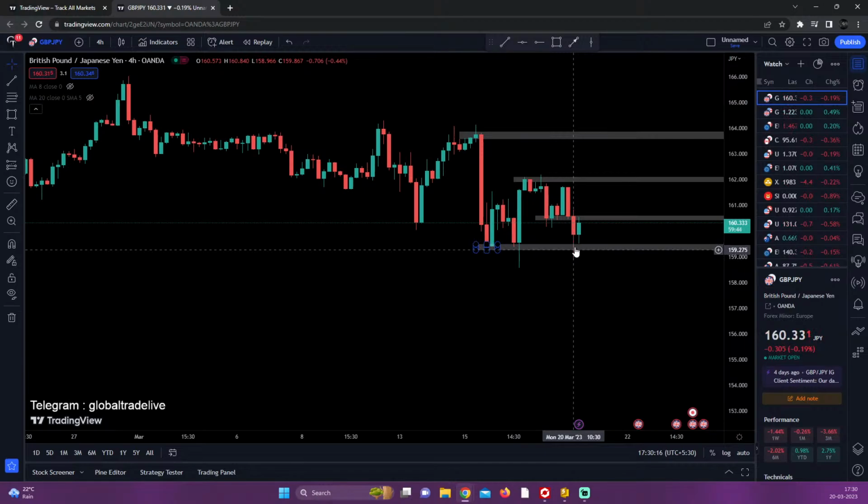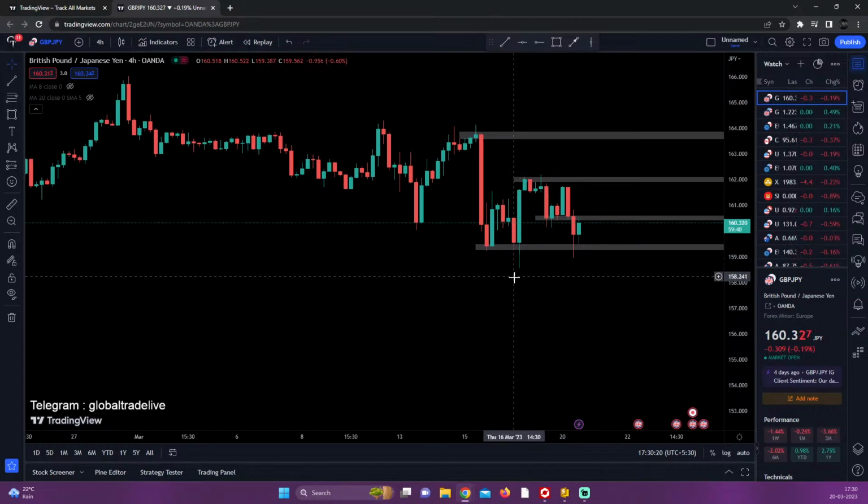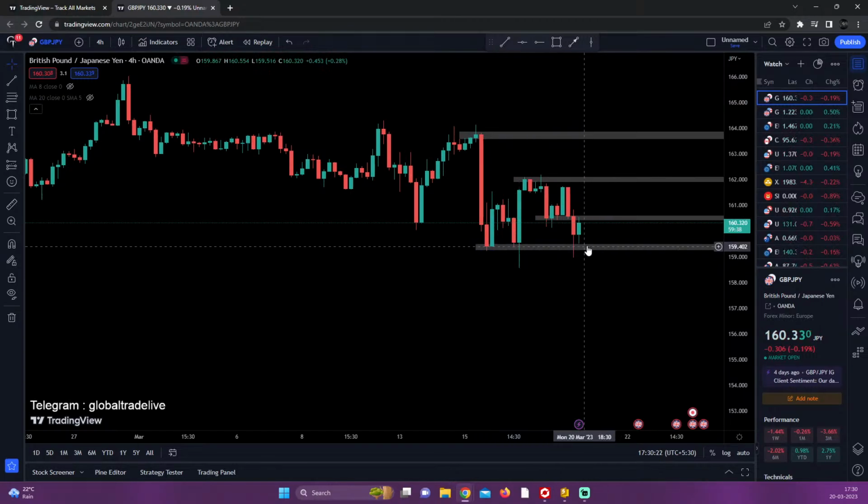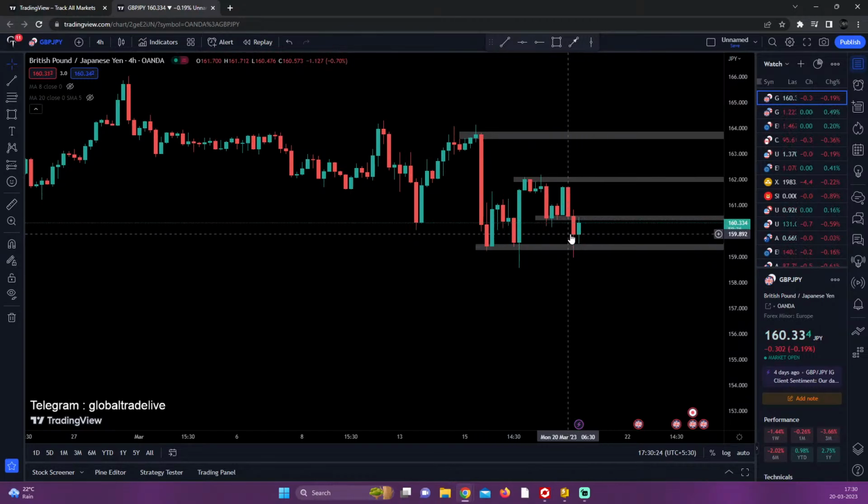And this rejection was not only because of this support zone over here, it was also because of this rejection wick over here as well. And the current 4-hour candle is trying to move up again.